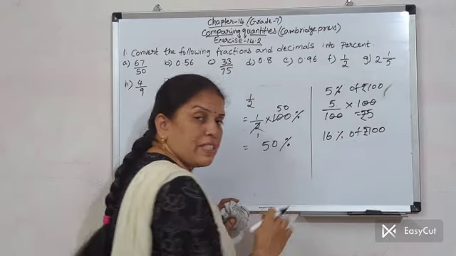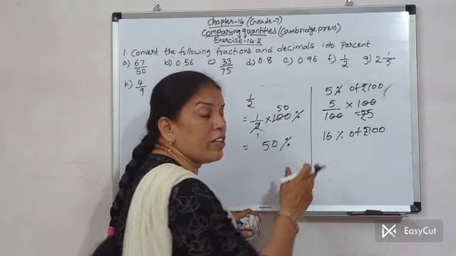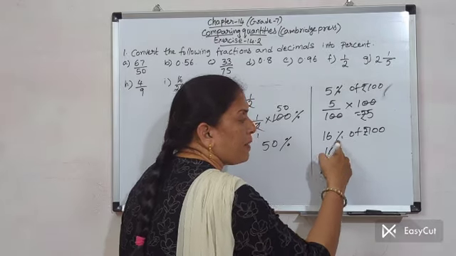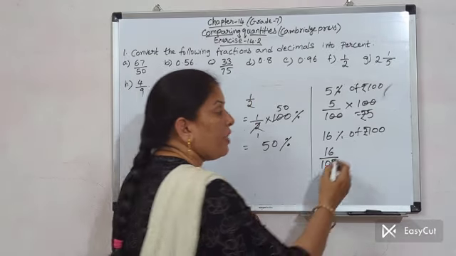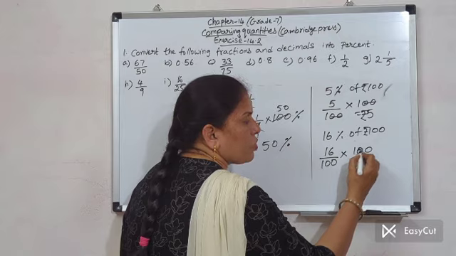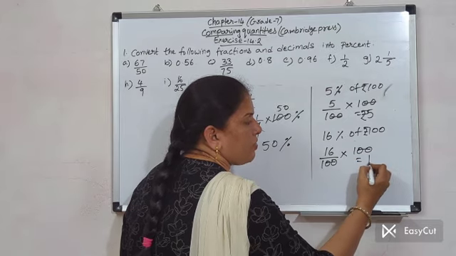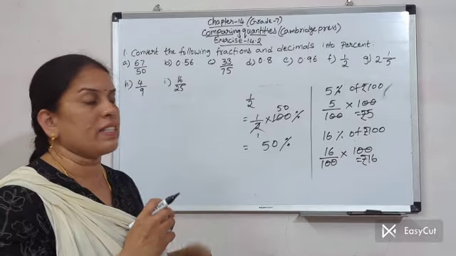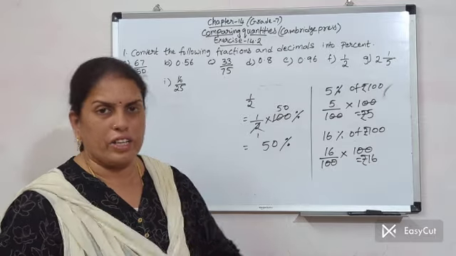We must write this 16%. That means 16 you must divide with 100. 16 by 100, because percent means per 100, into 100 rupees. 2 zeros cancel. 16 ones is 16 rupees. In 100 rupees, what is 16%? 16% is nothing but 16 rupees.